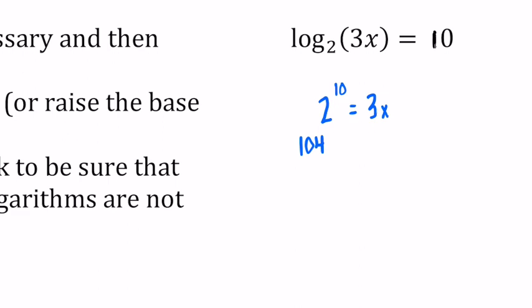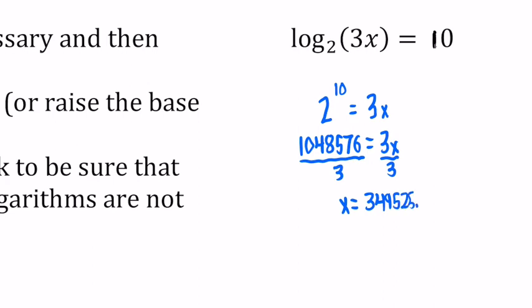We have 1,048,576 equals 3x. And then to finish, we divide both sides by 3. And if we wanted to write our answer as a decimal, we would have x is equal to 349,525.3, just to round it off to one decimal place.